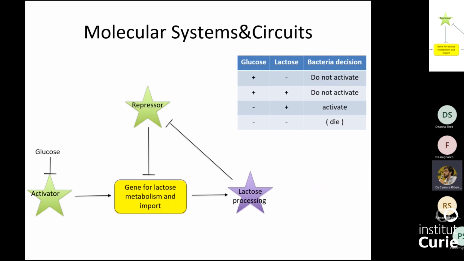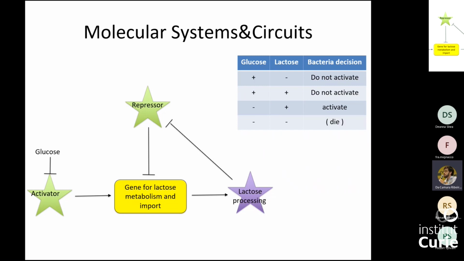So we can represent this problem as a small network. We have a genetic element that encodes the genes for the enzymes that allow the processing of lactose. If these are expressed, then lactose processing is enabled. And in order not to express this pathway when not necessary, there is a repressor. So this is basically repressed, right? And you also have an activator.